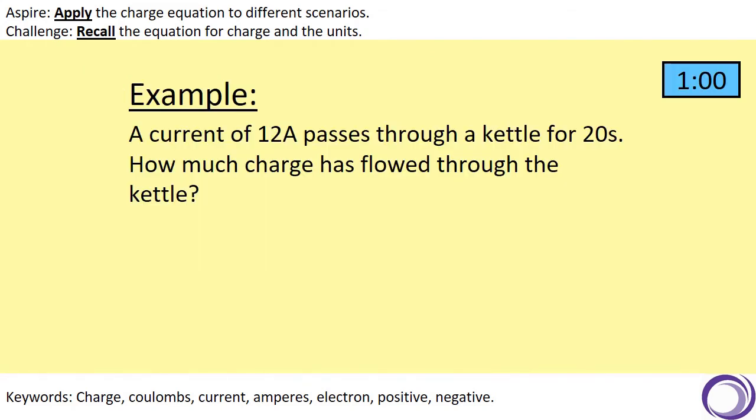Let's look at an example then. So I'm going to give you a minute and I want you to find how much charge has flowed through this kettle. So we've got 12 amps of current switched on for 20 seconds. And when you've calculated, don't forget your unit.